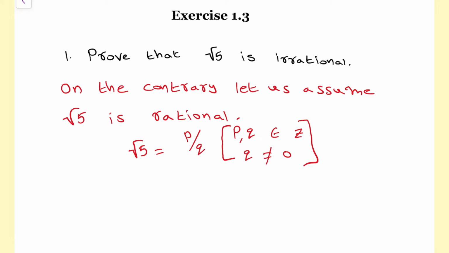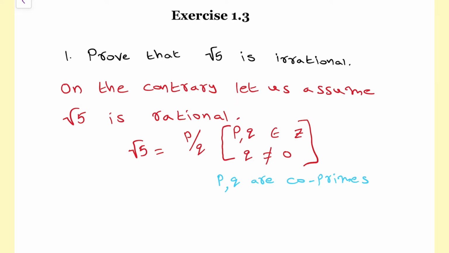Prove that root 5 is irrational. So first we will think that it is a rational number, and after solving we will get to know that it is not at all a rational number. If it is not rational, then definitely it is irrational only. So we are assuming it is a rational number: root 5 equals p by q, with the compulsory condition p, q belong to integers and q not equal to 0. And one more condition you need to write, that is, p, q are co-primes.